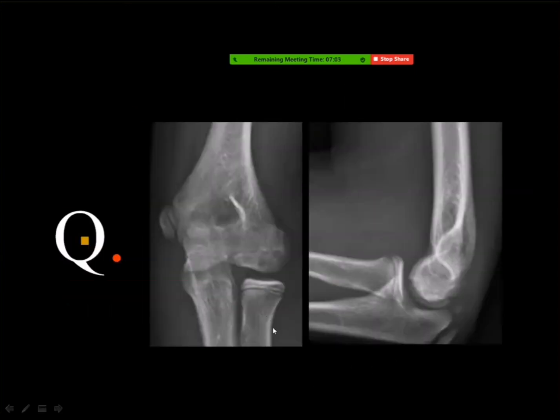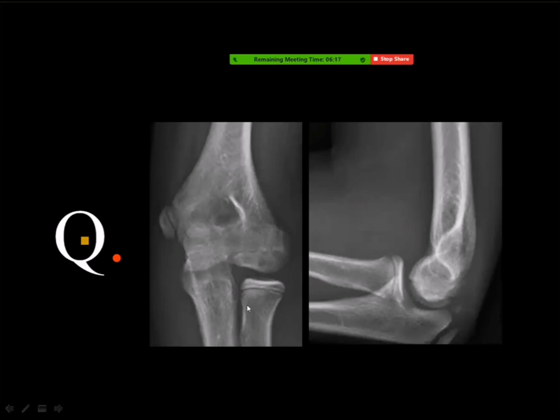Then this is an X-ray of the elbow joint of a pediatric patient. Avulsion of the fat pad? Is it an avulsion fracture? No, these are the non-united epiphyseal centers of the humerus, and the lesion is here. What is the name of this epiphyseal lesion?